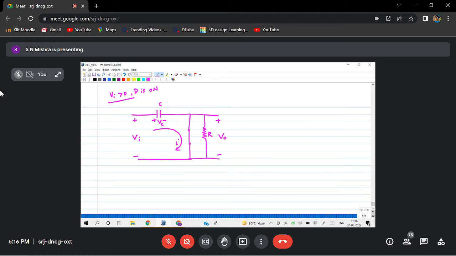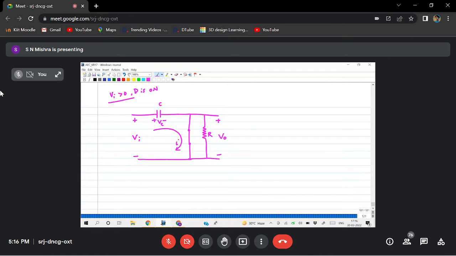I am assuming the voltage which is stored due to the flow of current across the capacitor is VC, and I have represented the input voltage, or positive half cycle, as VI, and the output voltage as V naught. Is it clear?